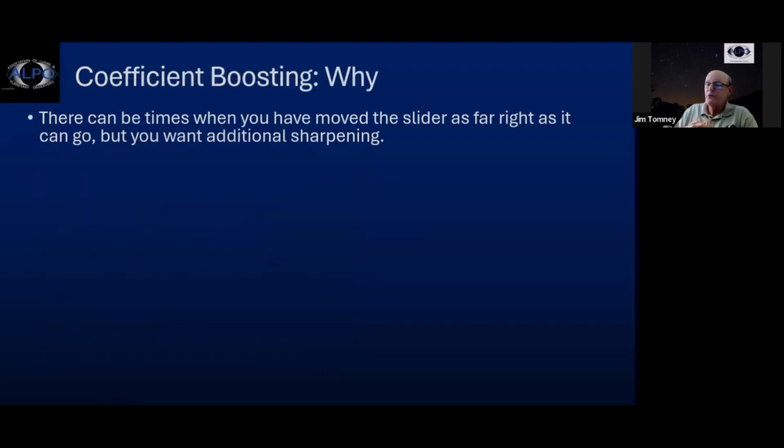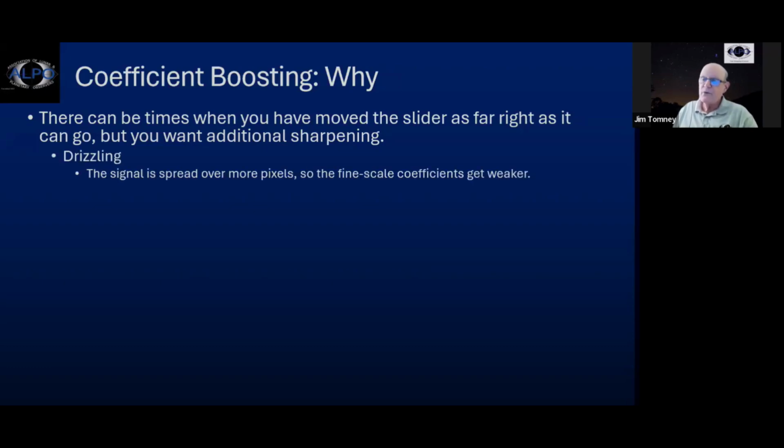So let's talk about coefficient boosting and the whys behind that. There can be times when you have moved that slider as far to the right as you can go, but you feel, I really need some additional sharpening here. I'm not quite happy. I wish that I could go even further to the right. An example of when this might occur would be if you're doing drizzling. Things that come to mind for me are a small Mars image, or if I'm taking a UV Venus image, because a lot of times I don't use the Barlow for that.